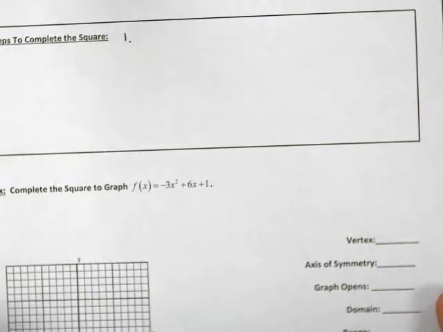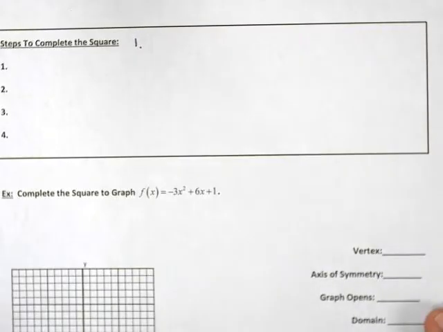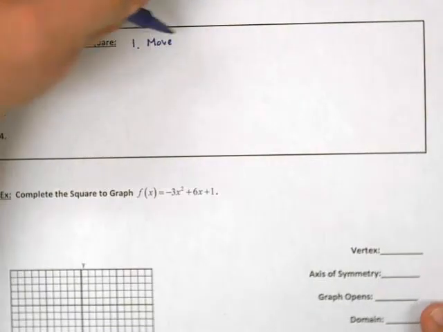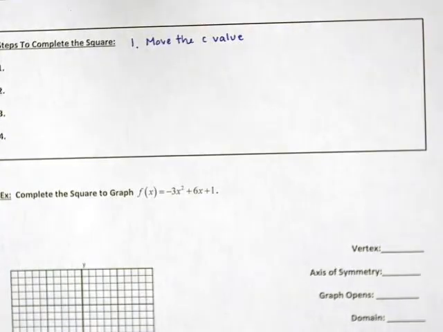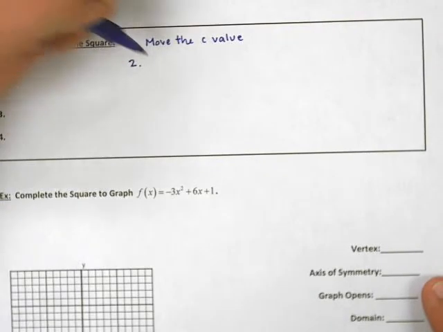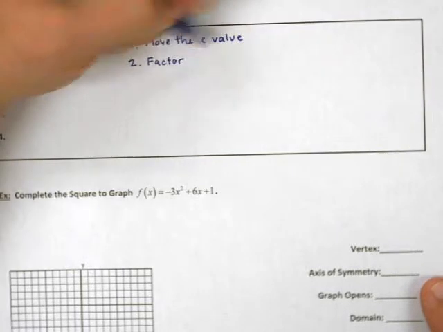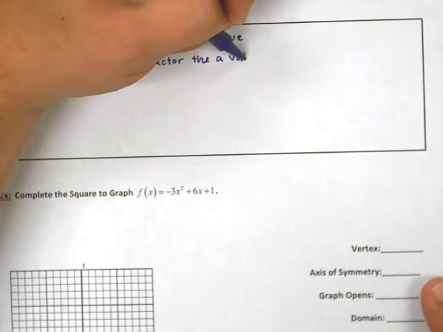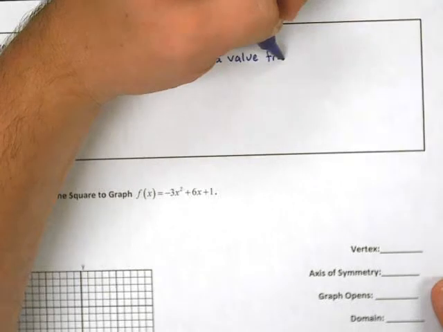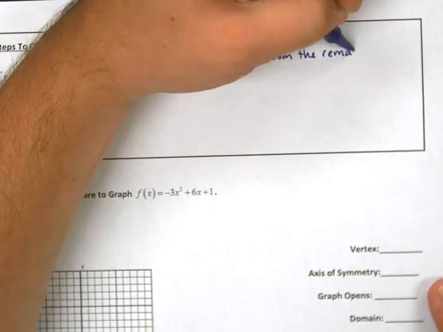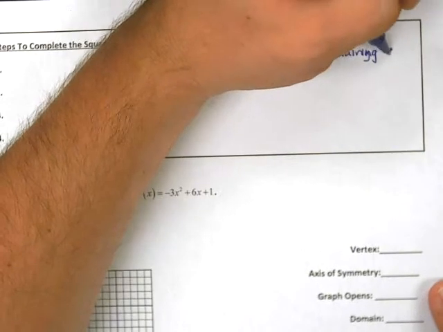So I'm going to say the first thing I want to do is I want to move the C value. Okay, that's the first thing I do. I move my C value because I want to get the first two terms of the perfect square trinomial alone. Okay, so I move the C value, and then the next thing I have to do, I have to factor the A value, if there is one, right? If it's just one, then you're fine. But if it's anything else, I need you to factor the A value from the remaining terms. Okay?